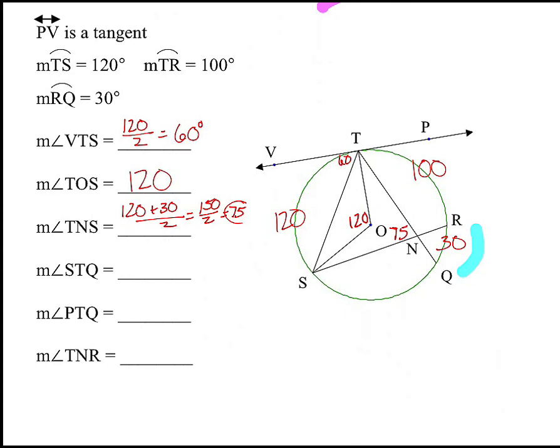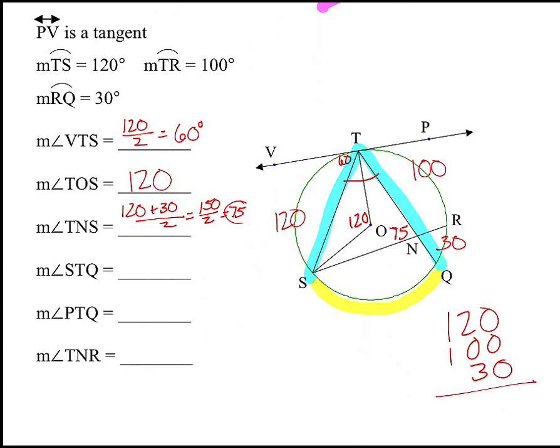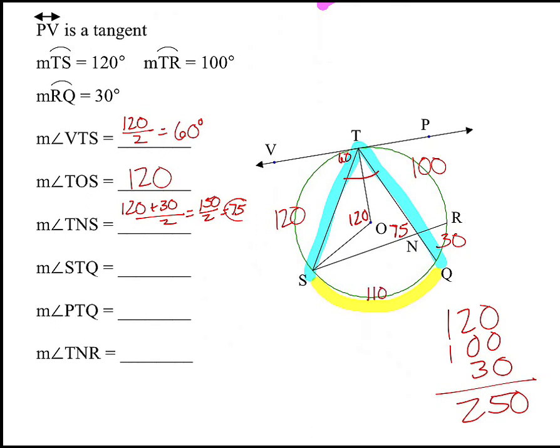Angle STQ. Well, angle STQ has an intercepted arc of SQ, and we haven't figured out what that is yet. So we should probably figure out what SQ is because we know that since this is on the circle, this angle is going to be exactly half of that intercepted arc. So I've got 3 out of the 4 pieces. I've got 120, I've got 100, and I've got 30, which is a total of 250 degrees. That means this arc down here, SQ, is 110 degrees. If that's 110, that means the angle STQ is that 110 divided by 2. It's half because it's an inscribed angle, which means that angle is 55.